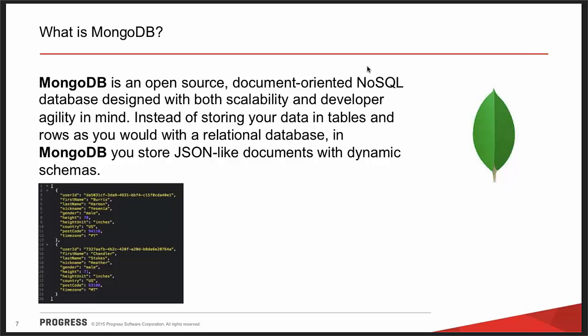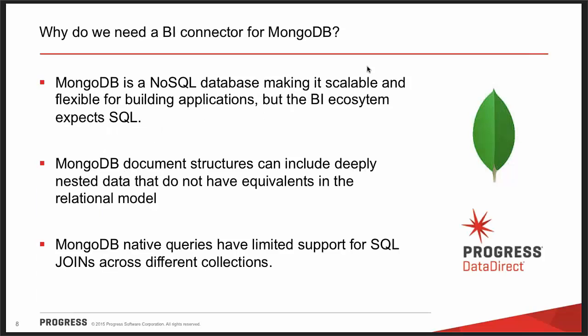Data is in name value pairs separated by commas. Curly braces hold objects, and the square ones hold arrays. That's a quick overview of what MongoDB is. It's definitely not a SQL database. So why do we even need a BI connector for MongoDB? Well, again, MongoDB is not necessarily designed for SQL type of applications. It's a NoSQL database with its own benefits. But the BI ecosystem really expects SQL. So that's where these BI connectors we'll talk about from both MongoDB and Progress Data Direct today will come from.